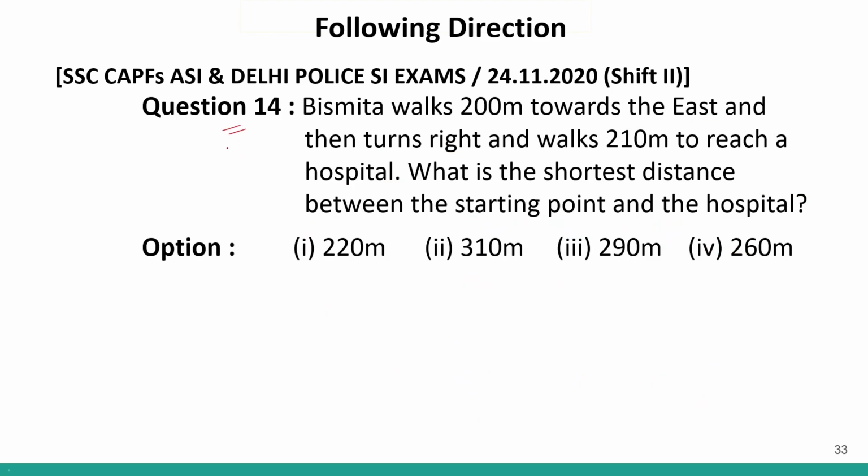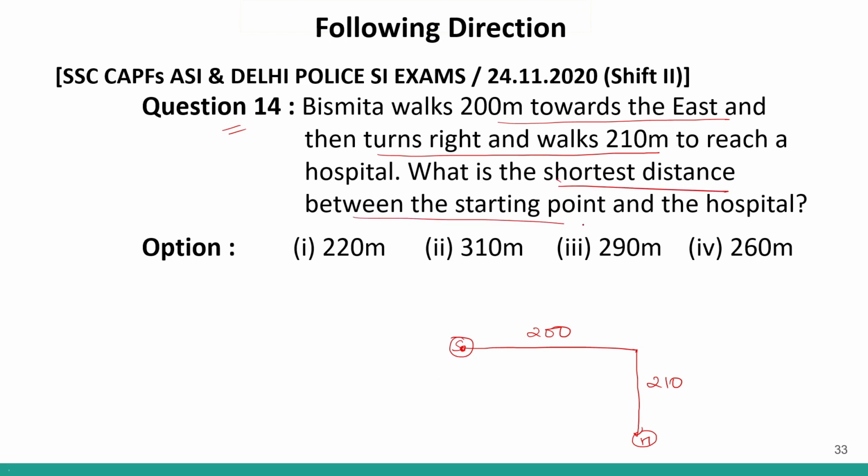Question number 14. Bismita walks 200 meters towards the east. So towards the east, 200 meters. This is the starting point. Then turns right and walks 210 to reach a hospital. So this is the hospital. This is the starting position. We have to find the shortest distance between the starting point and the hospital. So this is the shortest distance.